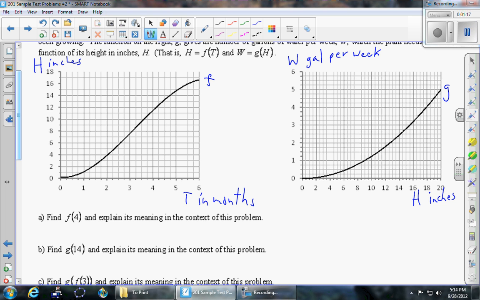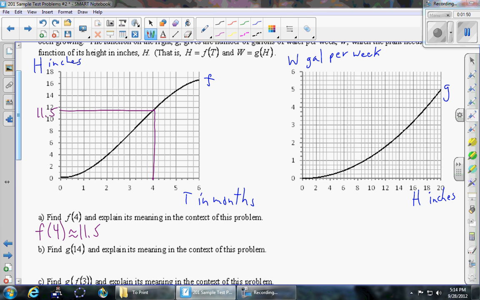f of 4, f is this graph on the left, 4 is the input, so we go right to 4, we go up to the curve, we go to the left, and that looks like maybe 11.5. So that's our answer to this one. f of 4 is around 11.5. A lot of folks forget to write that when I ask test questions like this. Find f of 4 means numerically write that sentence and then explain the meaning. Some people just write the explanation, but they don't write down that f of 4 is about 11.5.